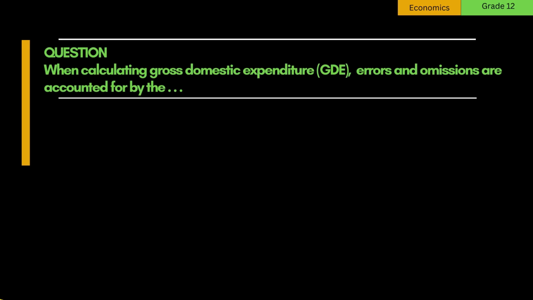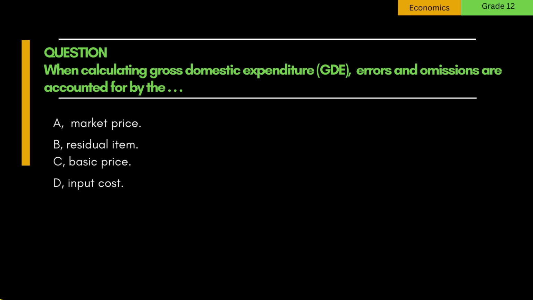Question. When calculating gross domestic expenditure, GDE, errors and omissions are accounted for by the A. Market price, B. Residual item, C. Basic price, D. Input cost. The correct answer is B.